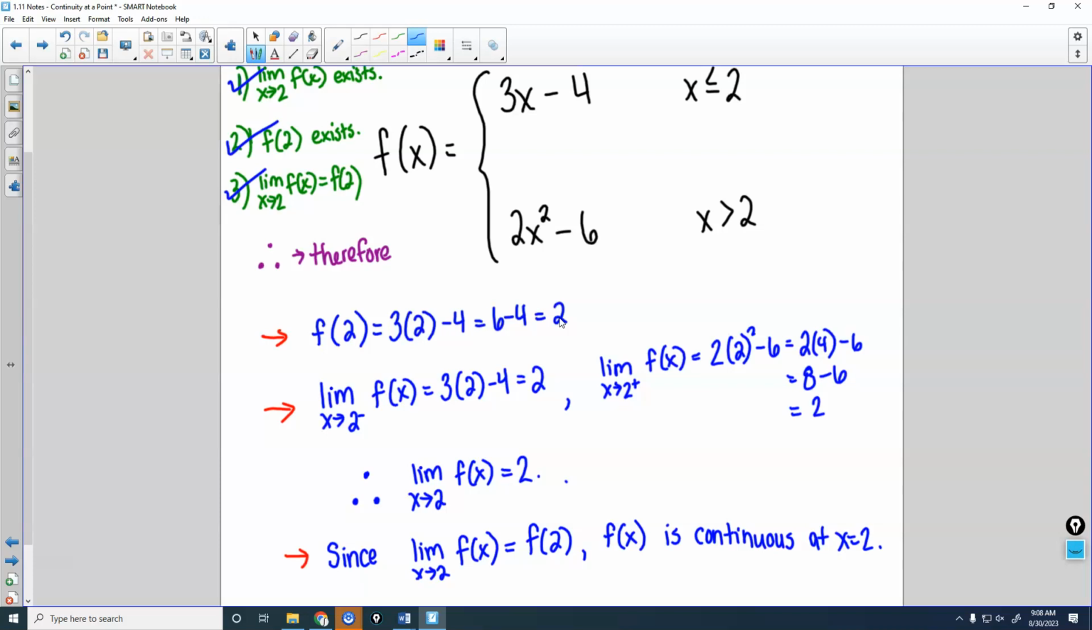The longest way it may not be continuous is maybe f of 2 does exist, the limit exists, but they don't match each other. So if this was 4 and this was 2, we'd say since the limit as x approaches 2 of f of x does not equal f of 2, f is not continuous at x equals 2. So all 3 of these must be true in order for it to be continuous. If not, you'd conclude that it is not continuous at that point. I might have an example of that, but I can't remember.